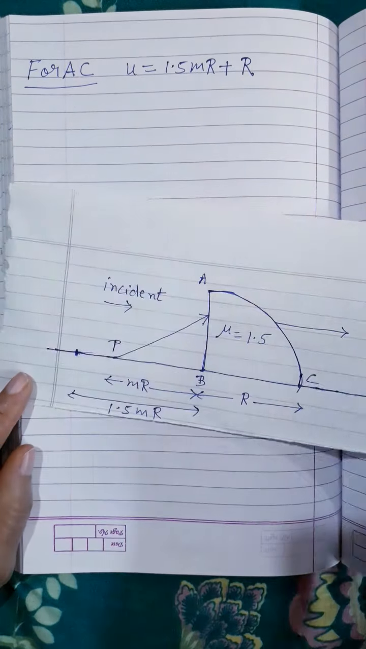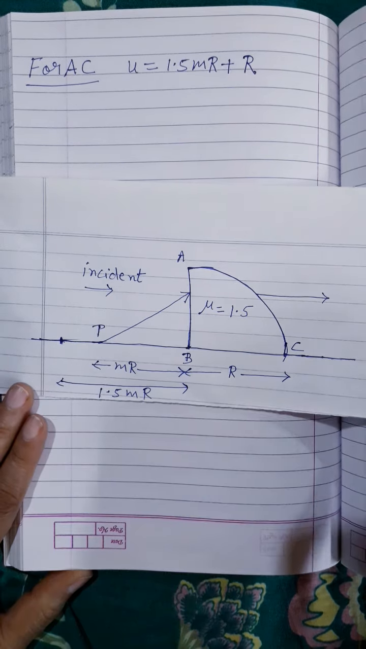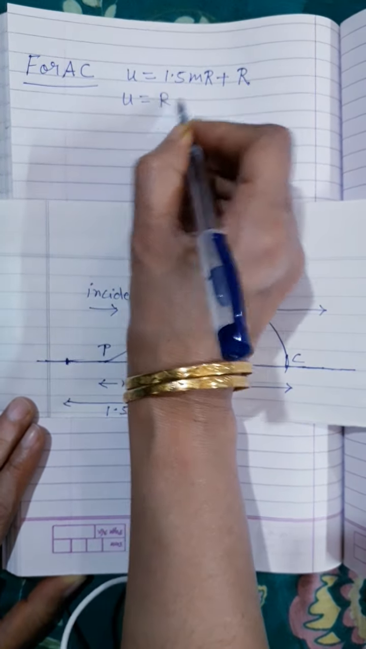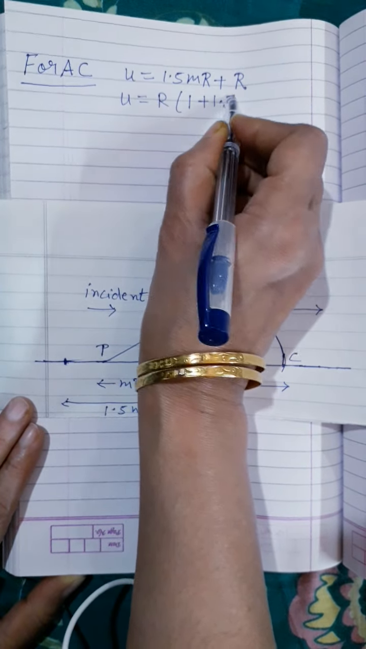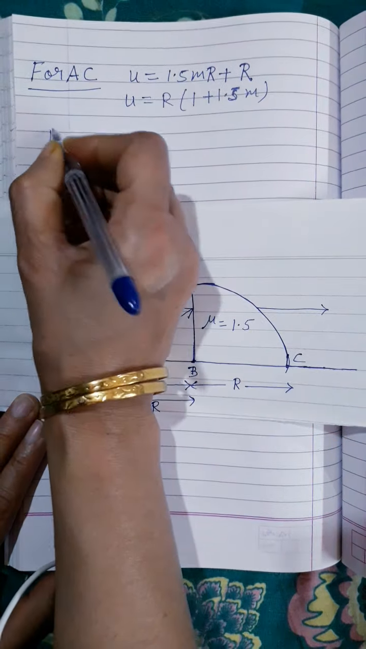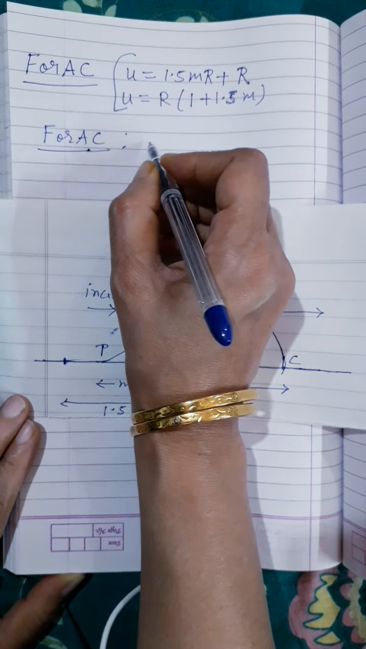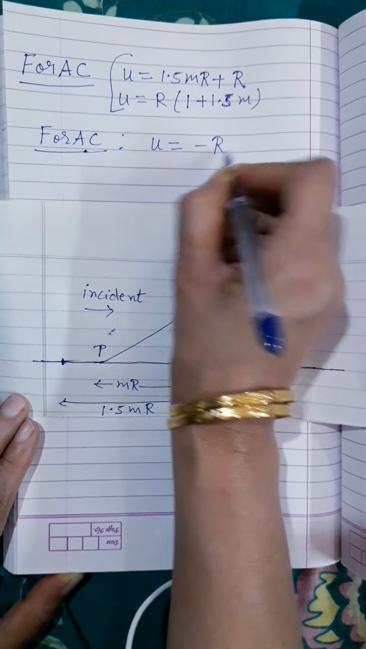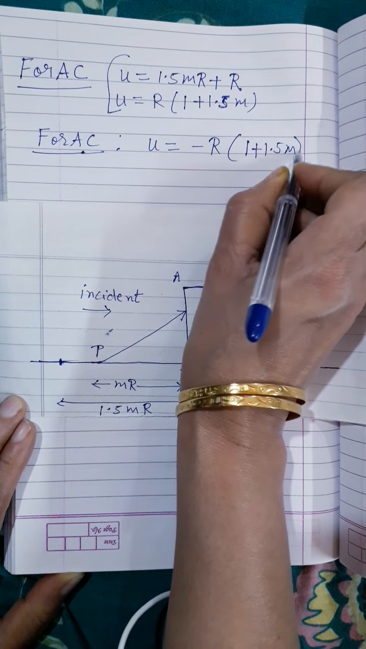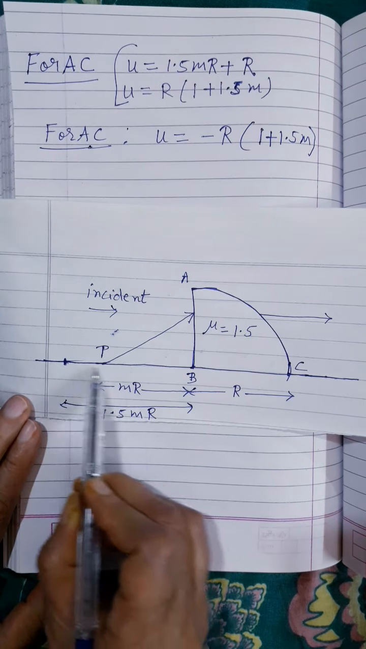So ये मैंने अभी मैग्नीट्यूड वाइज लिखा है. अभी हम कन्वेंशन लगा देंगे इसमें. जब हम कन्वेंशन लगाएंगे तो ऑफ कोर्स आई एम गोइंग अगेंस्ट द डायरेक्शन ऑफ द इंसिडेंट रे, वो हमारा नेगेटिव में हो जाएगा. सो इसको हम पहले R कॉमन निकाल लेते हैं. So this will be 1 plus 1.5 m. So for surface AC, अब हम कन्वेंशन लगा लेते हैं. ये हमने मैग्नीट्यूड वाइज निकाला है. So for surface AC, how much is U? Negative of R, 1 plus 1.5 m. तो ये हमको मिल गया ऑब्जेक्ट डिस्टेंस फॉर द सरफेस AC. दिस इज योर सरफेस AC. ऑब्जेक्ट डिस्टेंस इज दिस मच.